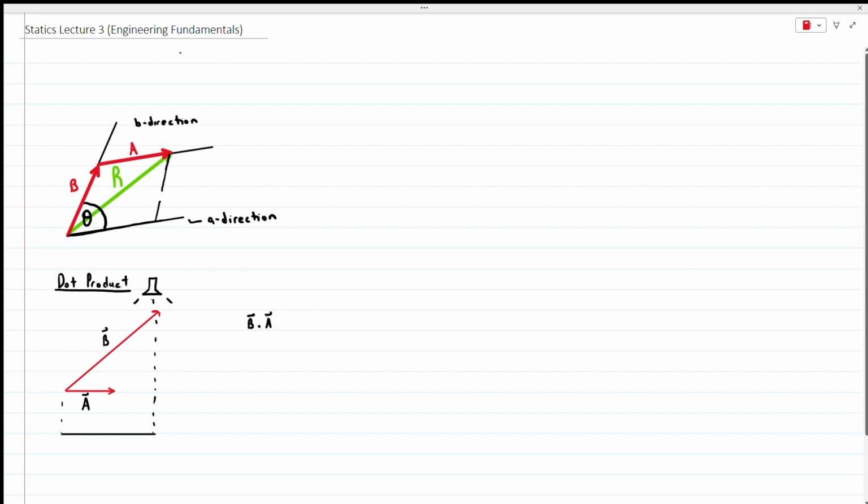This length is, if this angle is theta, B cosine theta. And if we scale up this component that we find by the length of vector A, what we'll get is the dot product: A B cosine theta. So there's two ideas really in the dot product. The idea of projection and also the idea of scaling.